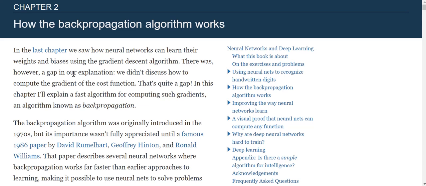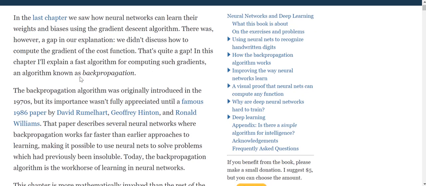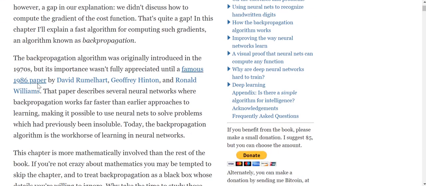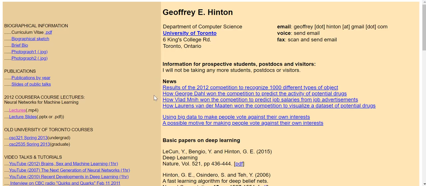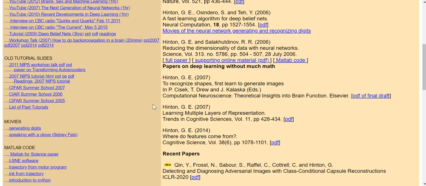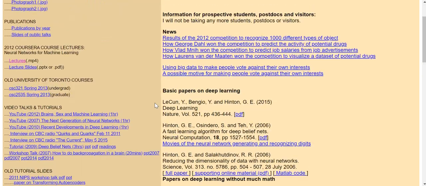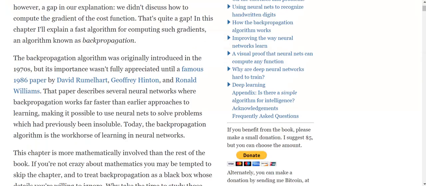The backpropagation algorithm was originally introduced in the 1970s, but its importance wasn't fully appreciated until a famous 1986 paper by David Rumelhart, Jeffrey Hinton, and Ronald Williams. As a fun fact, Jeffrey Hinton also taught a Coursera course in which he proposed an algorithm known as RMSprop. And today, RMSprop is one of the famous optimizers like Adam and all. So Andrew Ng mentioned this in one of his videos.